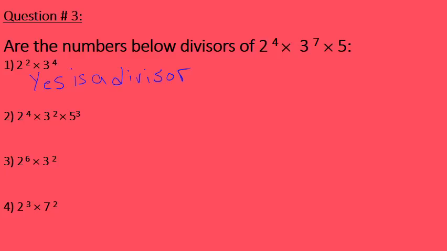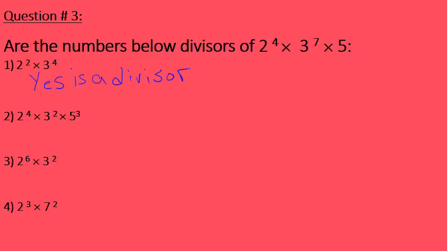Abbas, is 2 to the power 4 times 3 squared times 5 cubed a divisor of the above? No. Why? First, start with the base 2. What's the base 2 down? 2 power 4. Up, 2 power 4. They are equal, so we continue to the base 3. Base 3 down, 3 power 2. Up, 3 power 7. So down is less than the above.